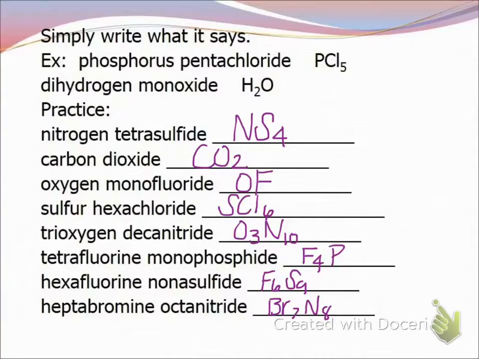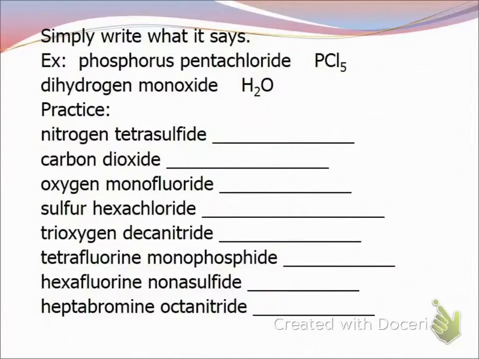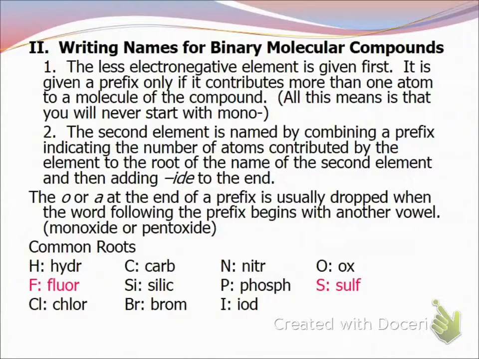So let's see how we would write the names from the formulas now. Writing the names is just slightly more complicated, but not really that much. There are a couple of things. The less electronegative element will always be given first. The exception to that is when you have carbon listed. The first thing is only given a prefix if there's more than one. Only if there's more than one.